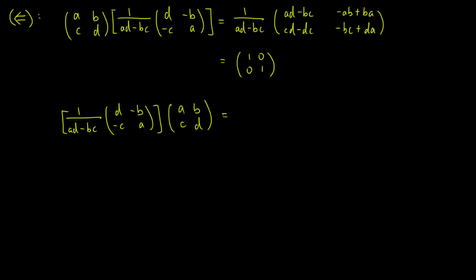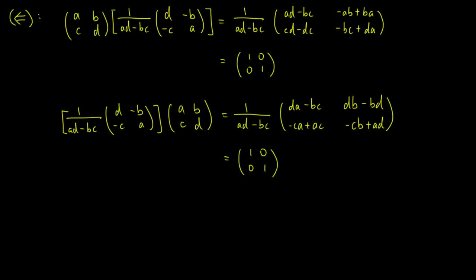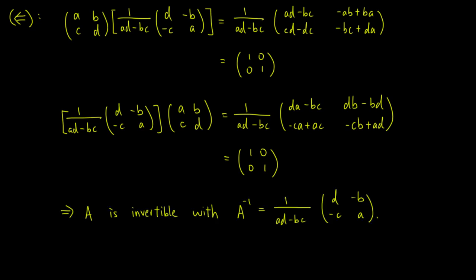Similarly, if we multiply 1 over a times d minus b times c times the matrix d, negative b, negative c, and a by the matrix a, b, c, d, we get 1 over a times d minus b times c times the matrix d times a minus b times c, d times b minus b times d, negative c times a plus a times c, and negative c times b plus a times d. So again, we get the matrix 1, 0, 0, 1. Hence, the matrix A is invertible with inverse 1 over a times d minus b times c times the matrix d, negative b, negative c, and a.